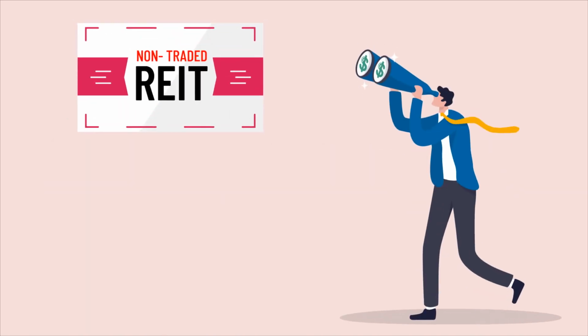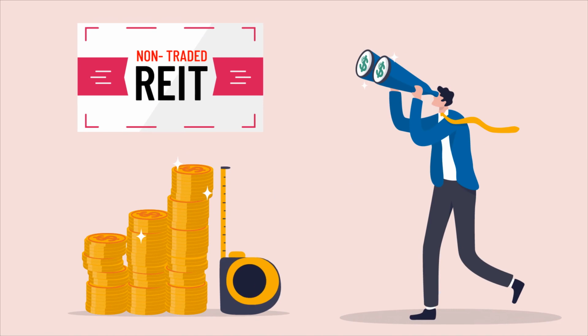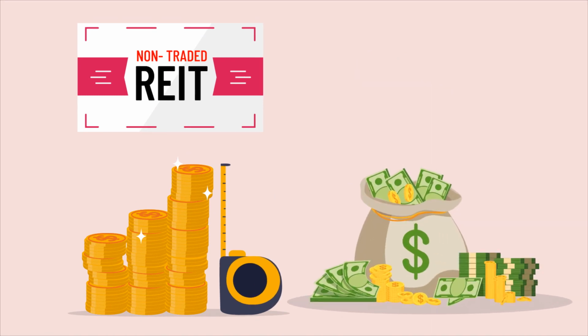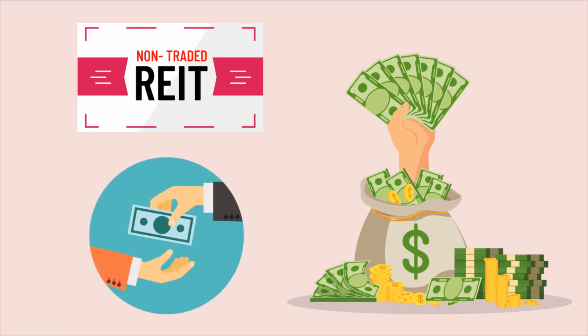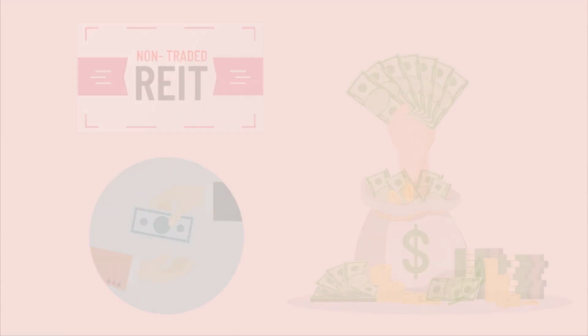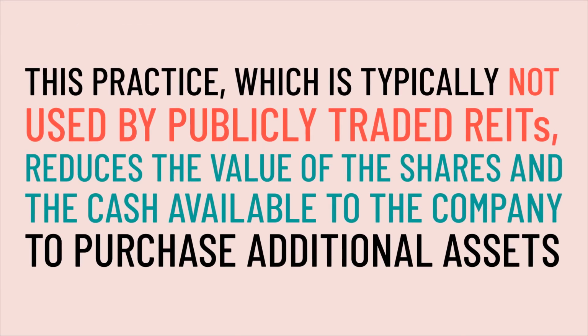Distributions may be paid from offering proceeds and borrowings. Investors may be attracted to non-traded REITs by their relatively high dividend yields compared to those of publicly traded REITs. Unlike publicly traded REITs, however, non-traded REITs frequently pay distributions in excess of their funds from operations. To do so, they may use offering proceeds and borrowings. This practice, which is typically not used by publicly traded REITs, reduces the value of the shares and the cash available to the company to purchase additional assets.